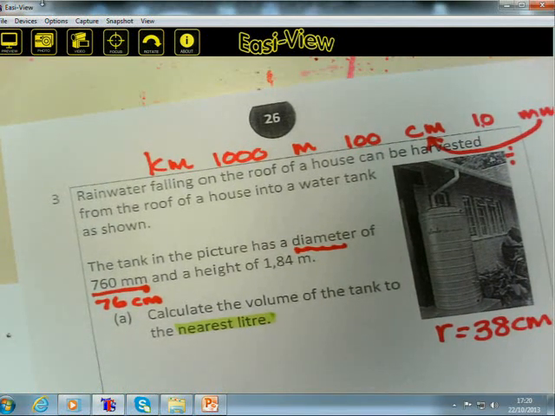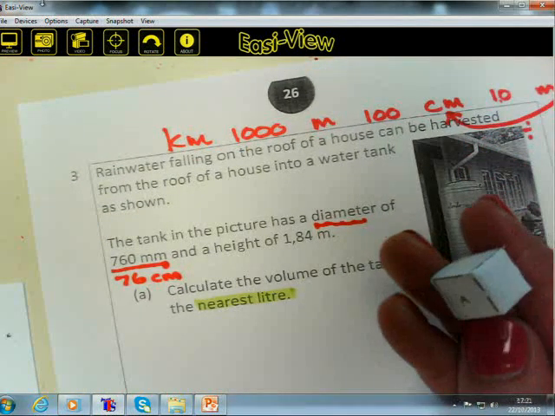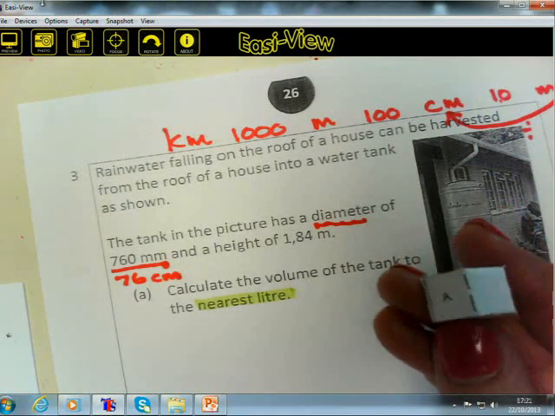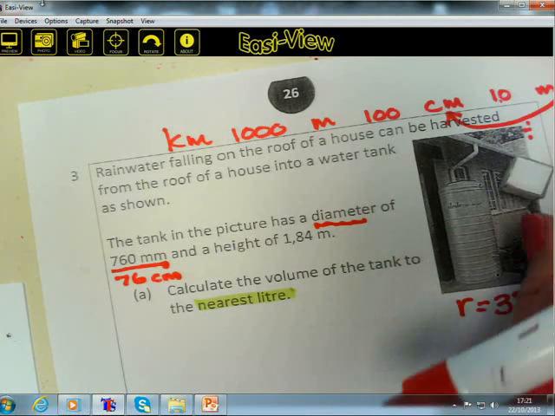When I work with capacity, I always work with centimeters because I remember this: 1 cubic centimeter is 1 milliliter. It makes it a lot easier for me.